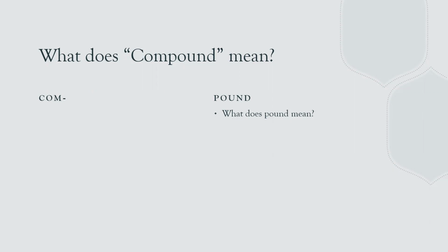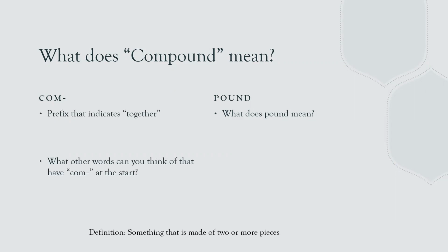A good place to start, some good practice, is looking at what "compound" means. Let's start off with the word "pound." What does pound mean? Well, it means to hit or to thump or to bump. You can look at "com": com is a prefix that indicates together. What other words can you think of that start with com? Words like combine, commute, comprise.